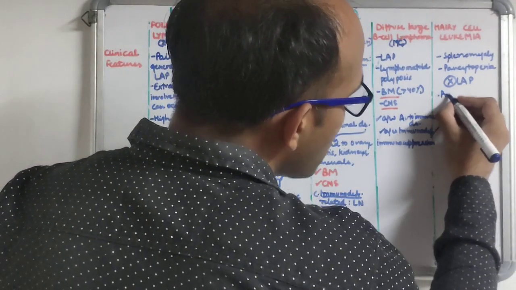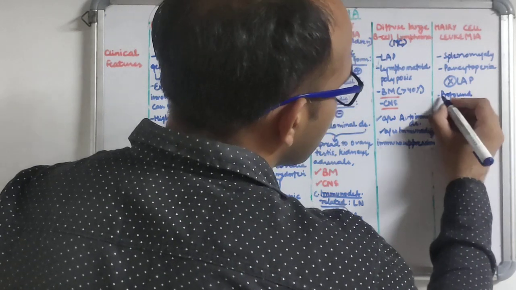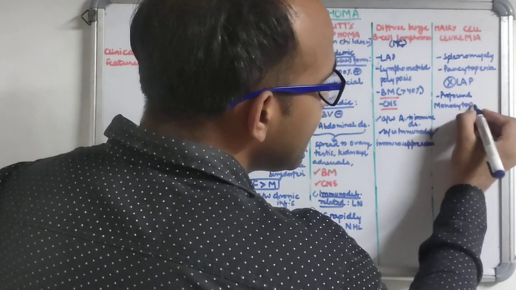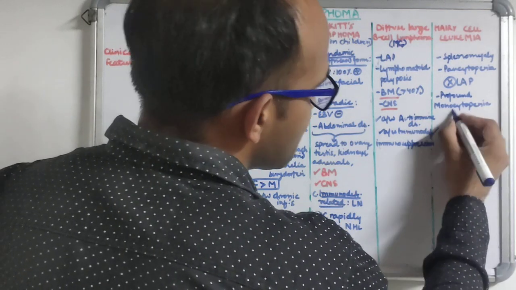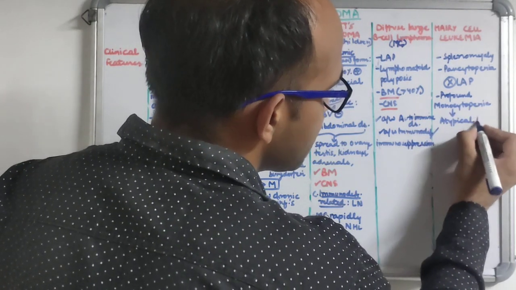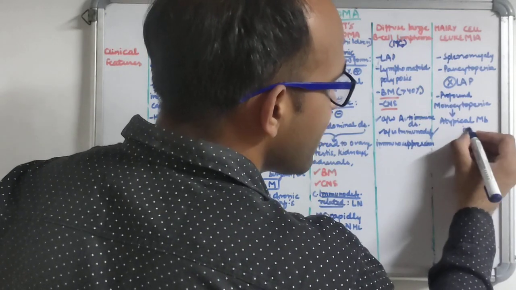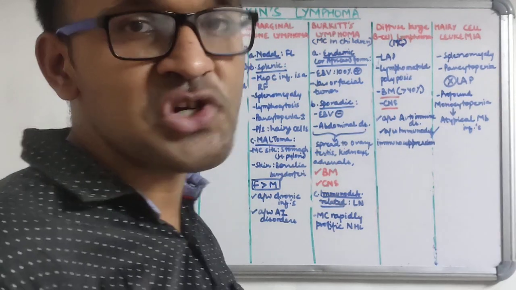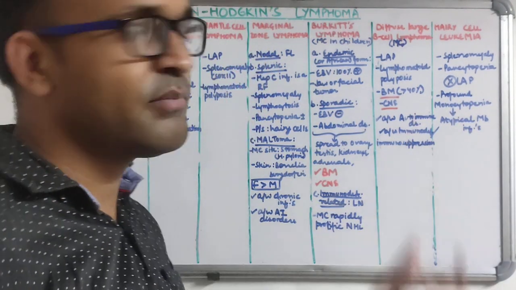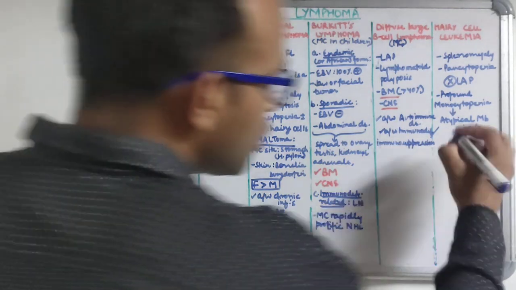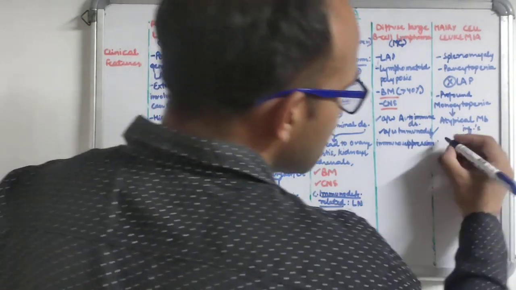Particularly there is profound monocytopenia, which predisposes to atypical mycobacterial infections, particularly Mycobacterium kansasii infections. Also, there is increased risk of infections like Pneumocystis jirovecii pneumonia and Aspergillus infection, but particularly important is this atypical mycobacterial infection.